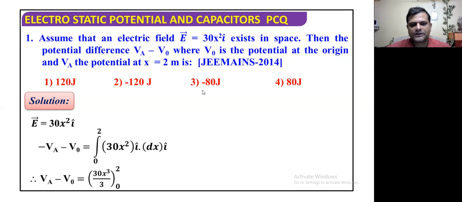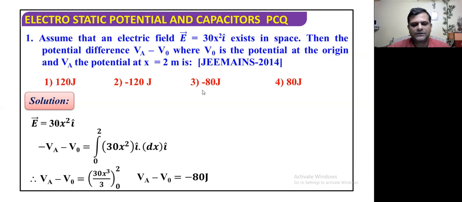So 30x square dx. The 30 in 30x square is a constant, it can be taken out. What will the integration of x square be? x cube by 3. If we put the value of x as 2 and then 0, in the next step we will get, look, the cube of 2 is 8, and 8 into 30 upon 3, so 3 tens are 30, and hence 10 into 8 becomes 80, and hence we get that VA minus V naught is going to be minus 80 joule.